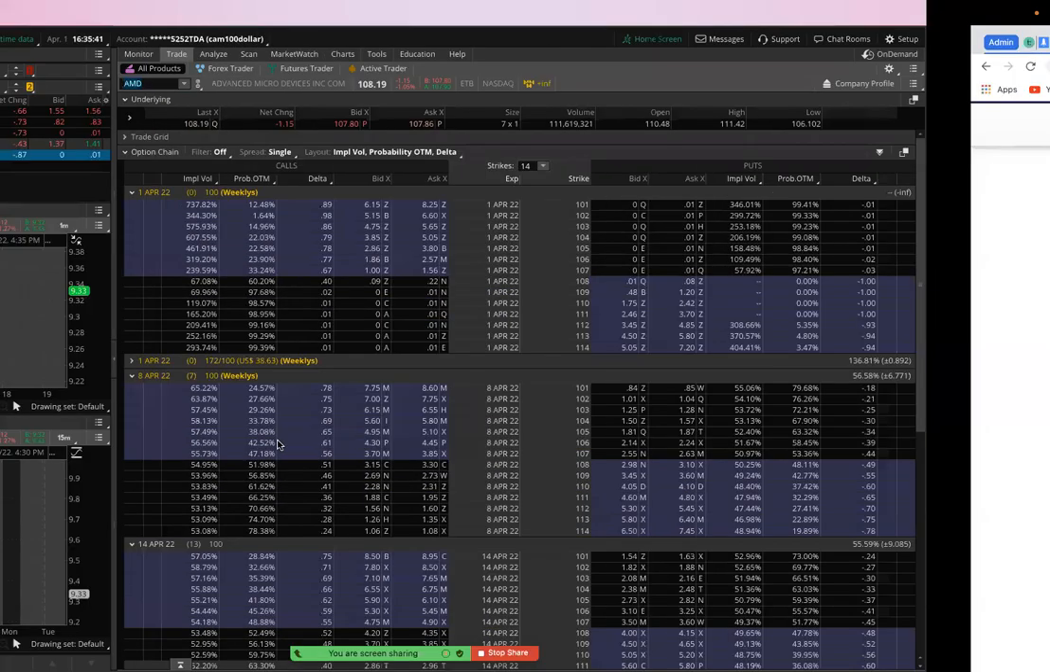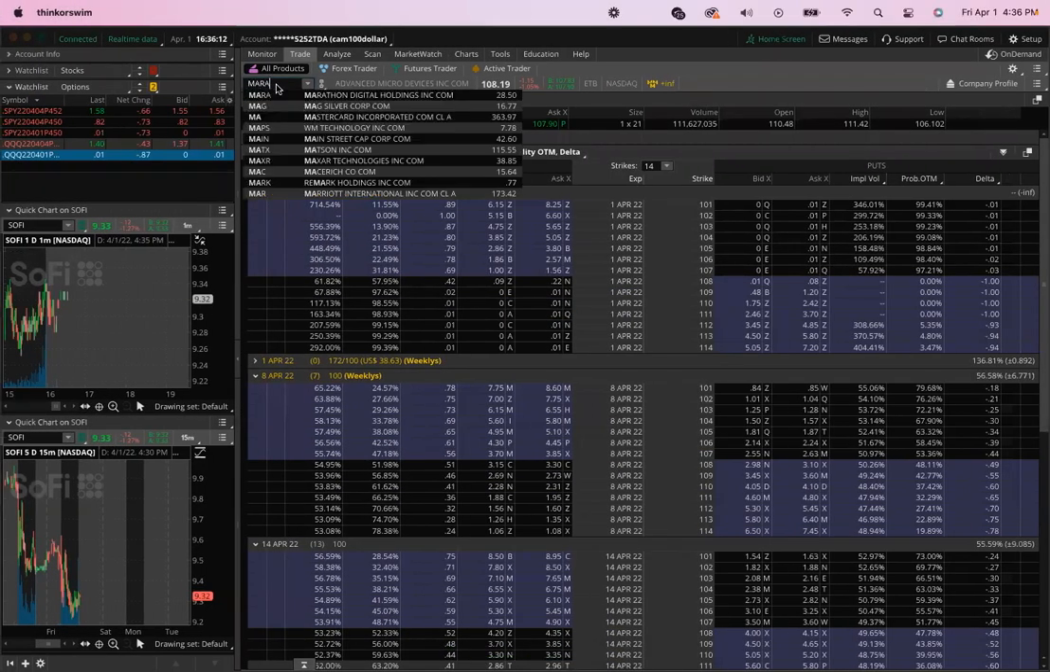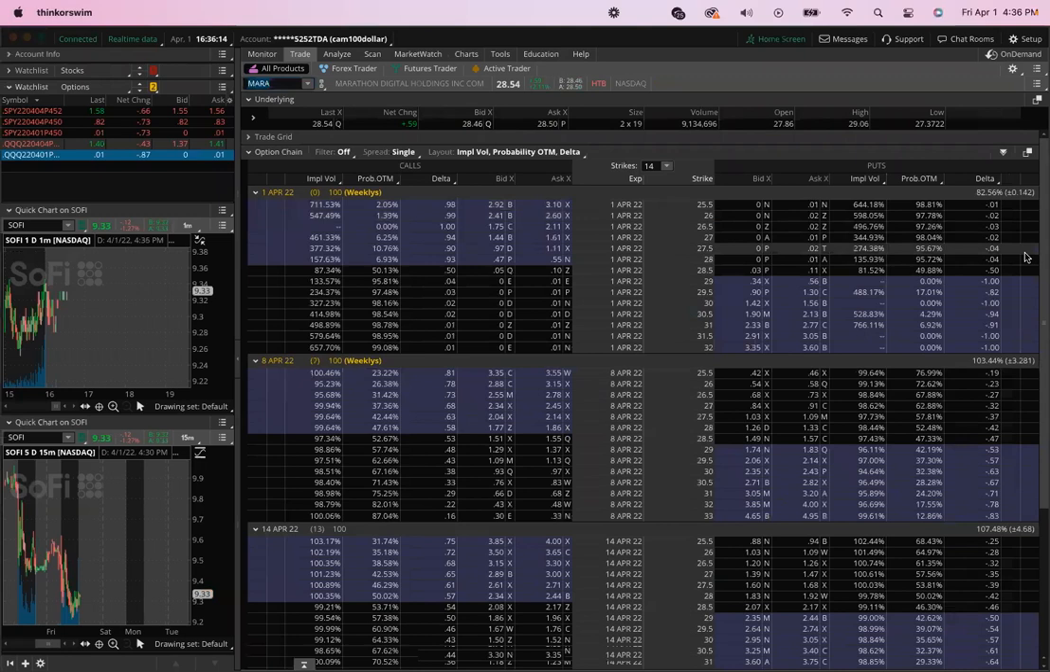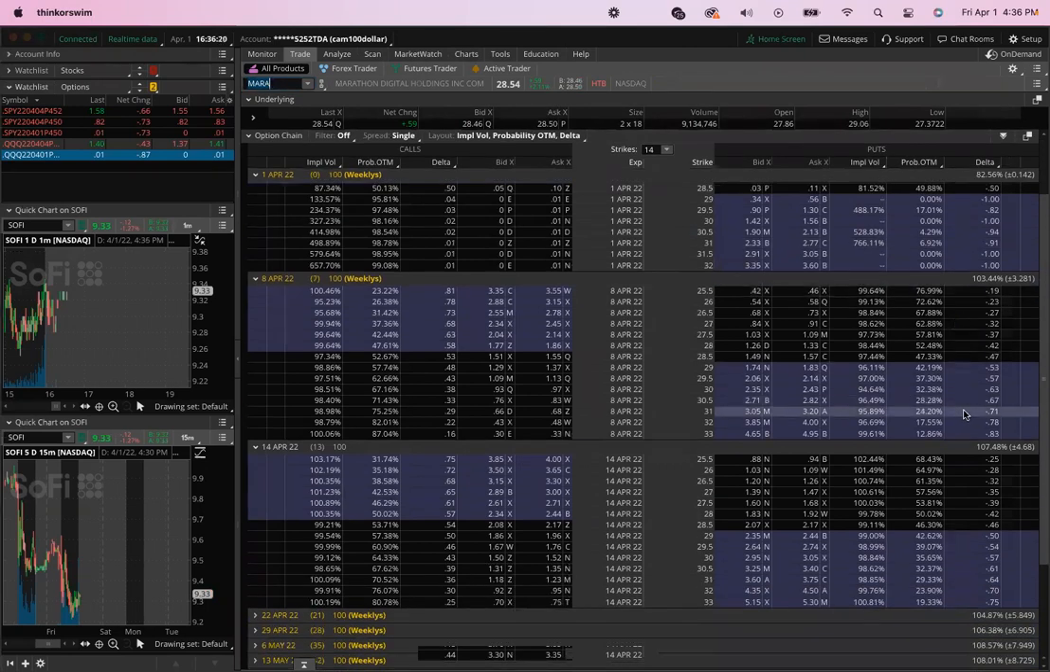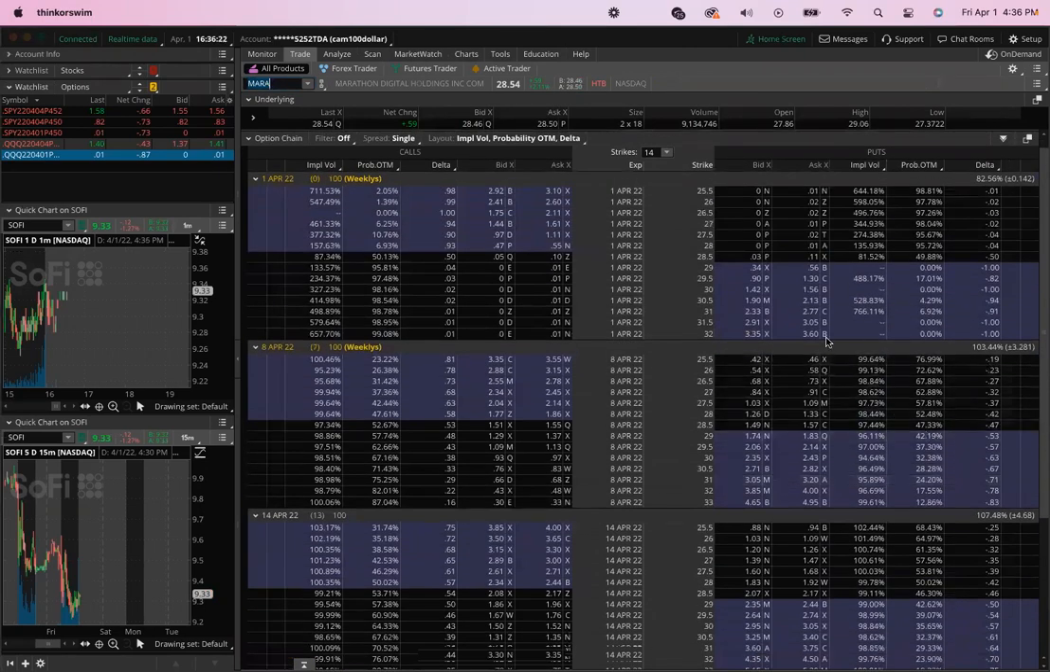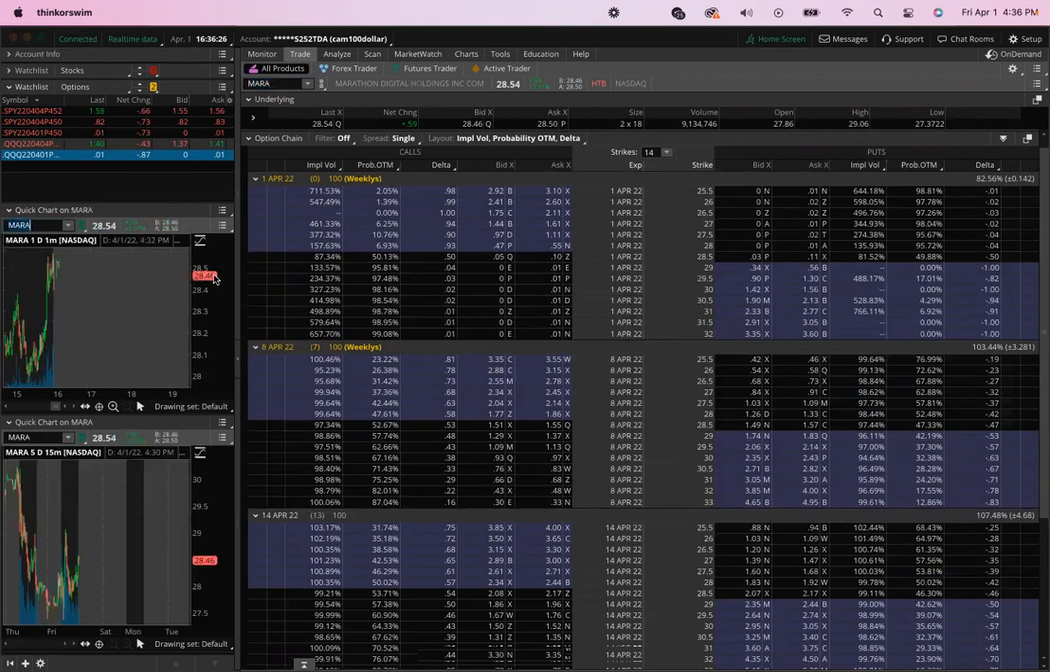Mara. I've traded Mara before, so I'm going to go with Mara. All right, so Mara has earnings. What are they even trading at? Okay, yeah. So Mara is expected to have a $3 move, and they're trading at $28. So percentage wise, that's like a 20% move.